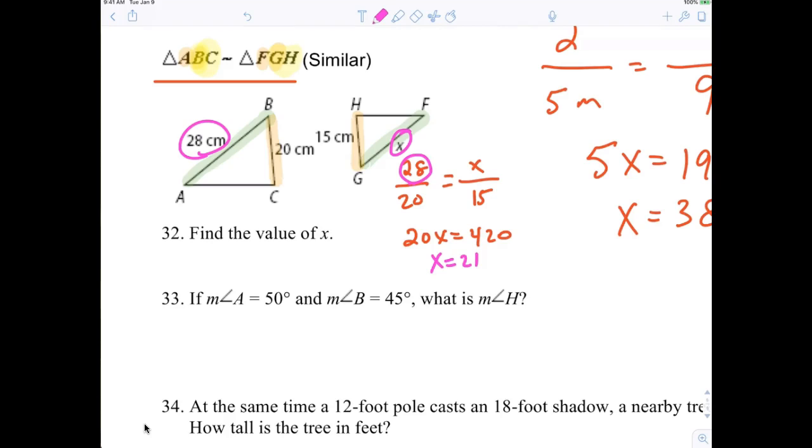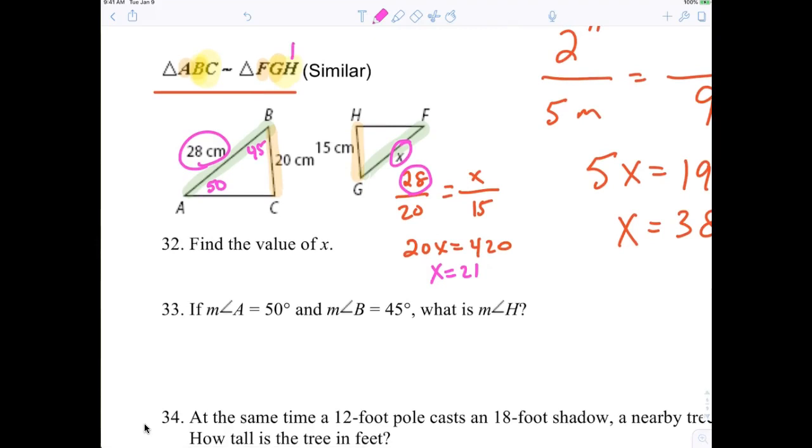Everybody good? Now it says if A is 50 degrees, so let's put a 50 in there, and B is 45. Angle H. Well, what does H correspond to, guys? What does H correspond to? H goes with C, right? So H is whatever C is, but I don't have C. Wow, who can tell me how to find C? Do you remember? Anybody tell me?